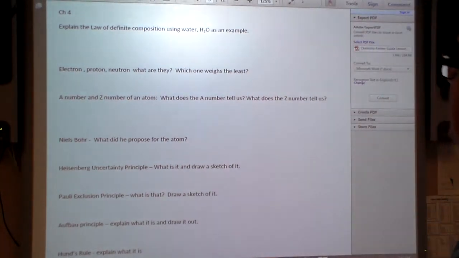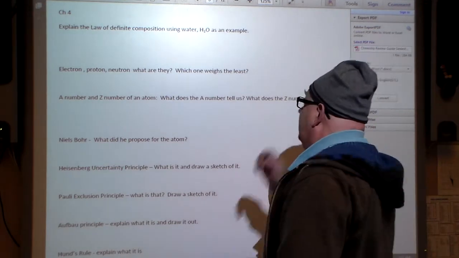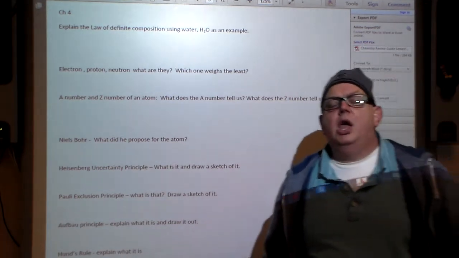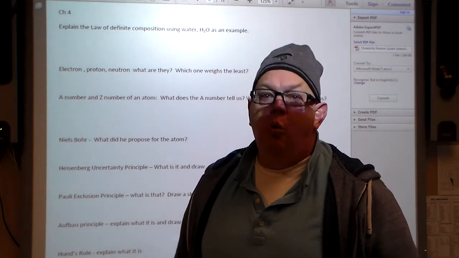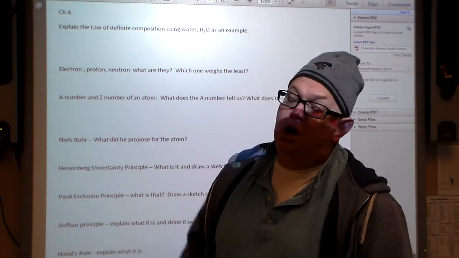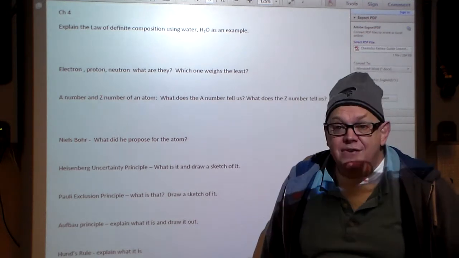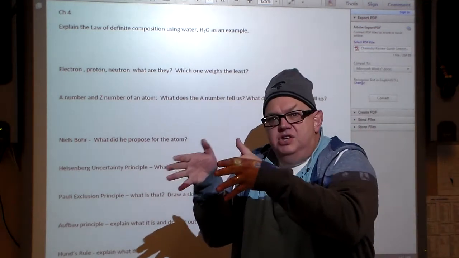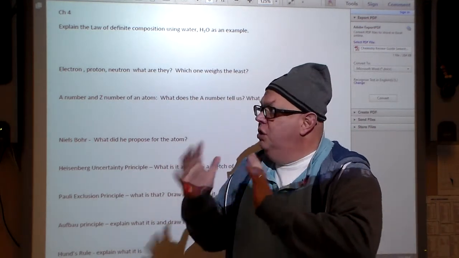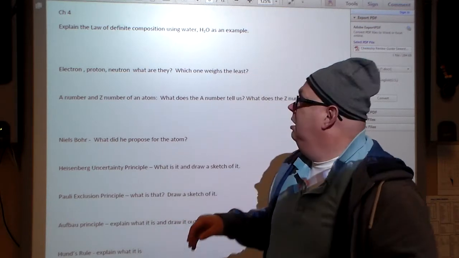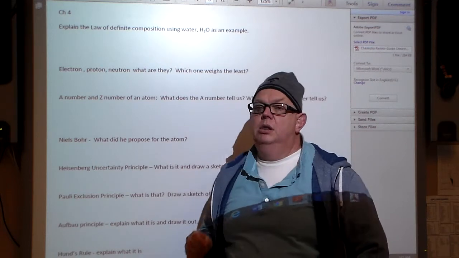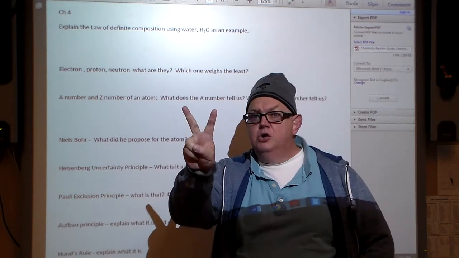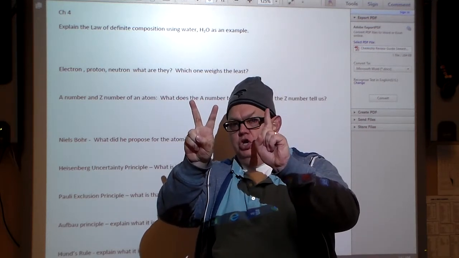All right, law of definite composition, using water as an example. When we look at composition, the idea is, what is something made up of? Water, we know it's hydrogen and oxygen. Definite means it's very specific. There's no difference, that's it. So for definite composition, we can look at, there's 2 hydrogens to every 1 oxygen.